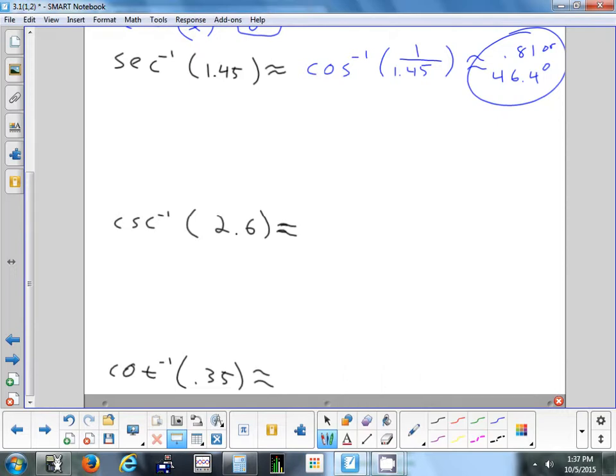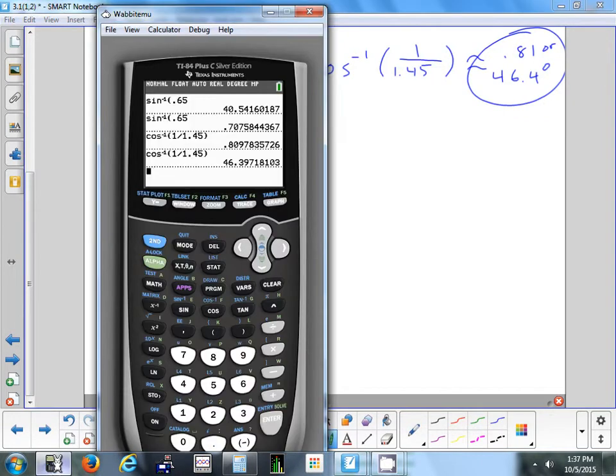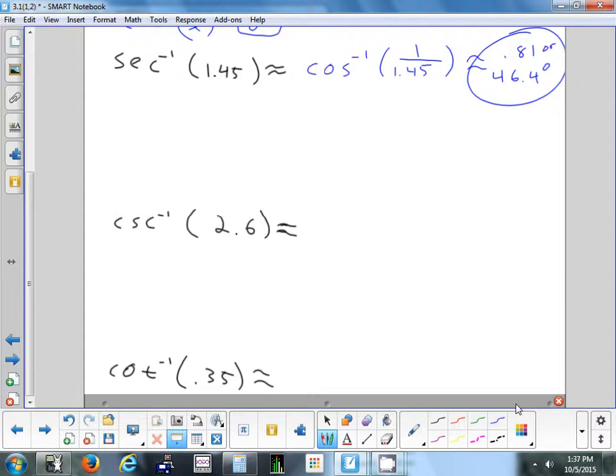How about Bruce, can you walk me through what I do to find inverse cosecant of 2.6? Well, do we have a button for it? What are the three that we have buttons for on there? Which three inverse trig functions? Sine, cosine, tangent. Yes, we don't have one for this. Who can help Bruce out and tell me what function you use instead of inverse cosecant?